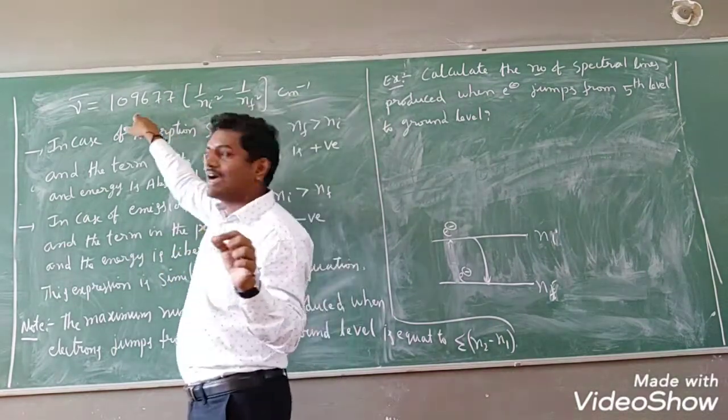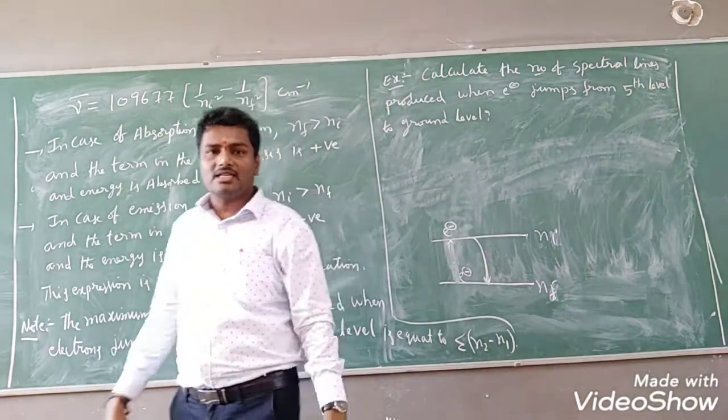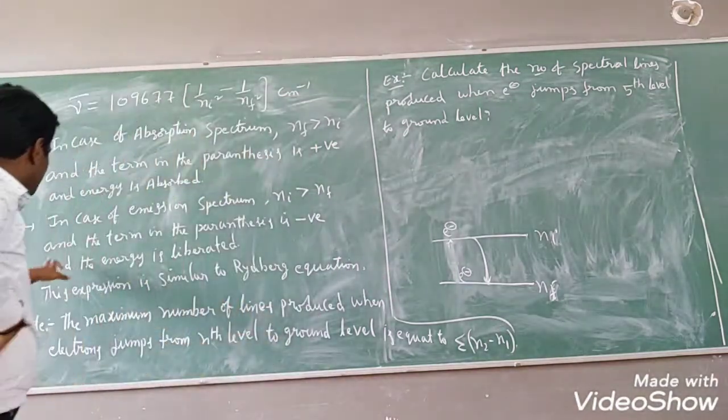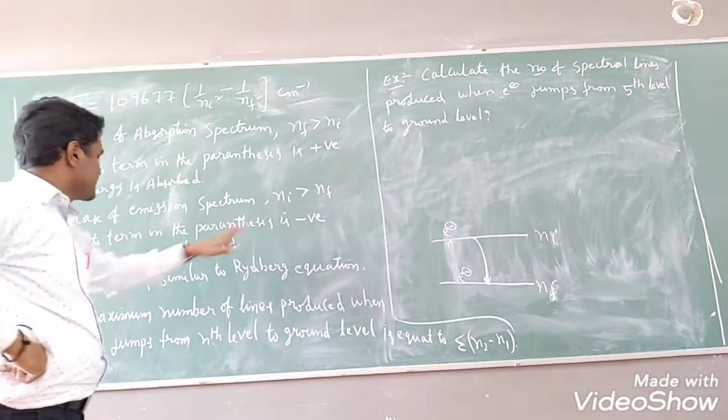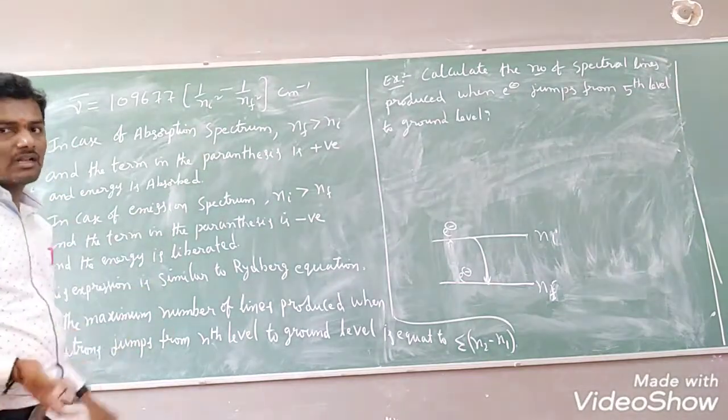Some negative value into this value, so the whole term is negative only. Negative means energy is liberated, students. So you see that in case of emission spectrum, Ni is greater than Nf, the term in the parenthesis is negative, so energy is liberated, students.